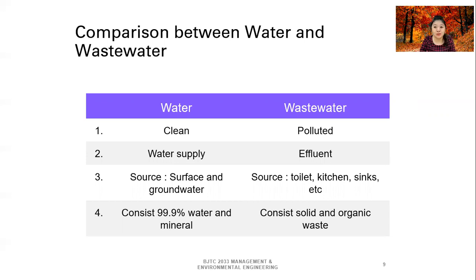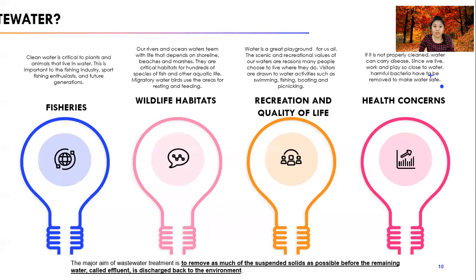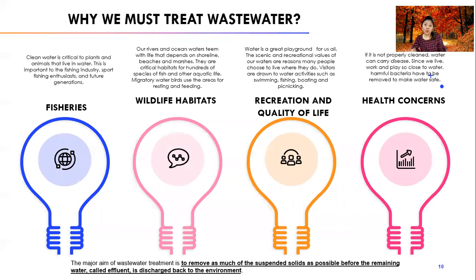Okay. The sources of water are surface water and also groundwater. The wastewater comes from the toilet, kitchen sink, your laundry machines, your washing machines, and your car wash, all these things. Water consists of 99.9% water and minerals, but wastewater consists of solid and also organic waste.